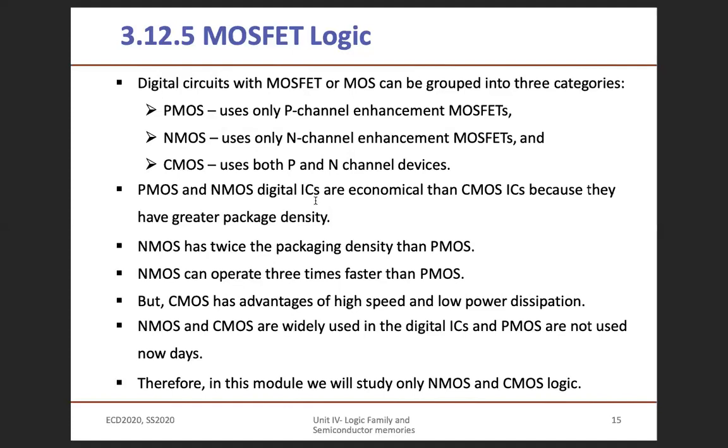PMOS and NMOS digital ICs are more economical than CMOS ICs because they have greater package density. NMOS has twice the packaging density of CMOS. And NMOS can operate 3 times faster than PMOS. That is the reason why we are using NMOS instead of PMOS. But CMOS has the advantage of high speed and low power dissipation. So among all the MOS, CMOS operates at higher speed and consumes less power than PMOS and NMOS.